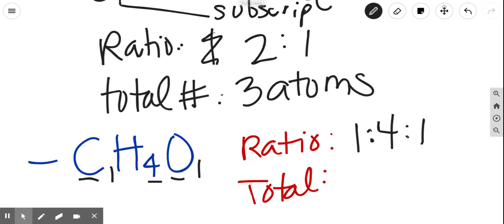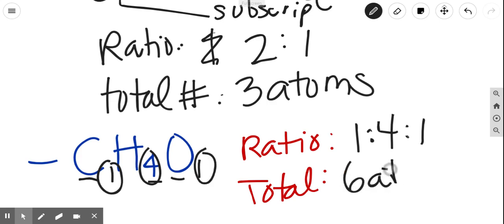Next, for the total number, you have to add up our subscripts. So 1, 4, 1. There's a total of 6 atoms. Okay, so that's your crash course on compounds.